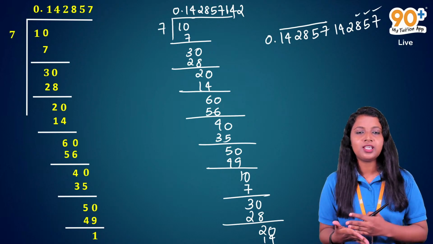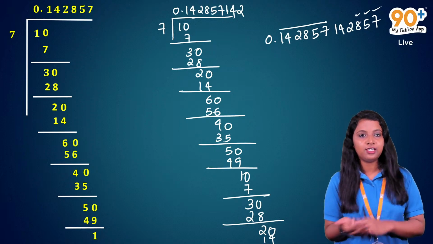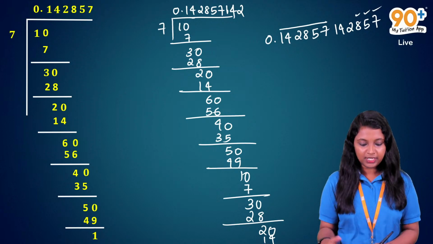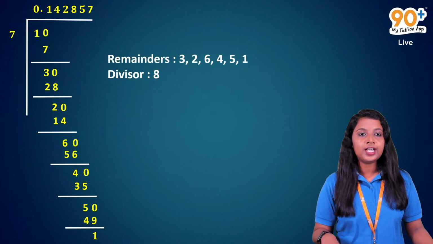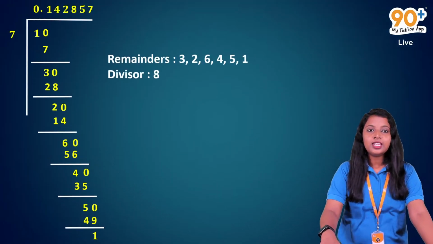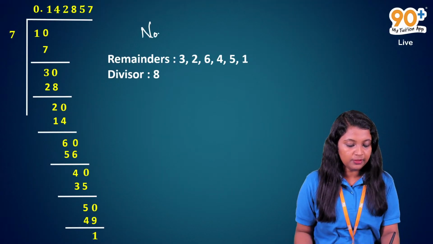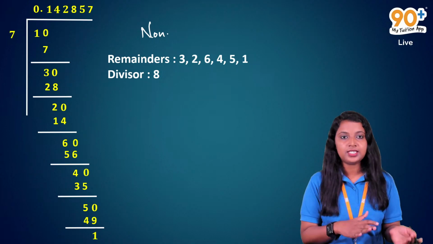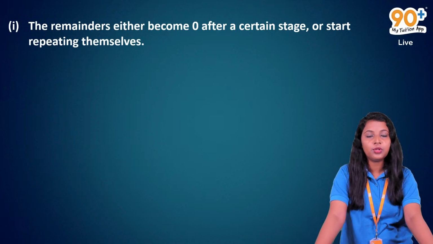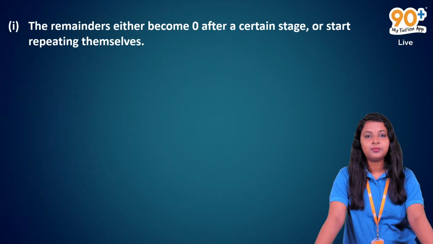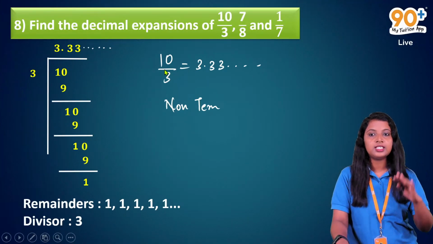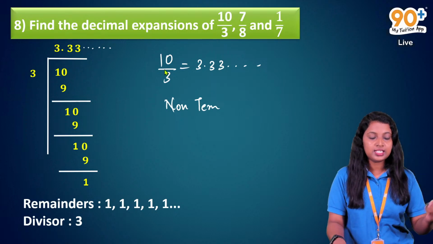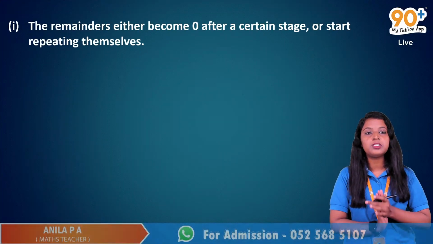When you reach till here, you may think it is non-terminating, non-recurring. It is not repeating. No, it is not like that. So how do we identify that? We have some methods to identify that. Here it is repeating and the remainders are 3, 2, 6, 4, 5, 7 and the divisor is 7. And it is actually not terminating, but it is recurring or repeating. We can identify that just by looking at the remainders and the divisor. After seeing the division of 10 by 3 and 1 by 7, we can observe some things.